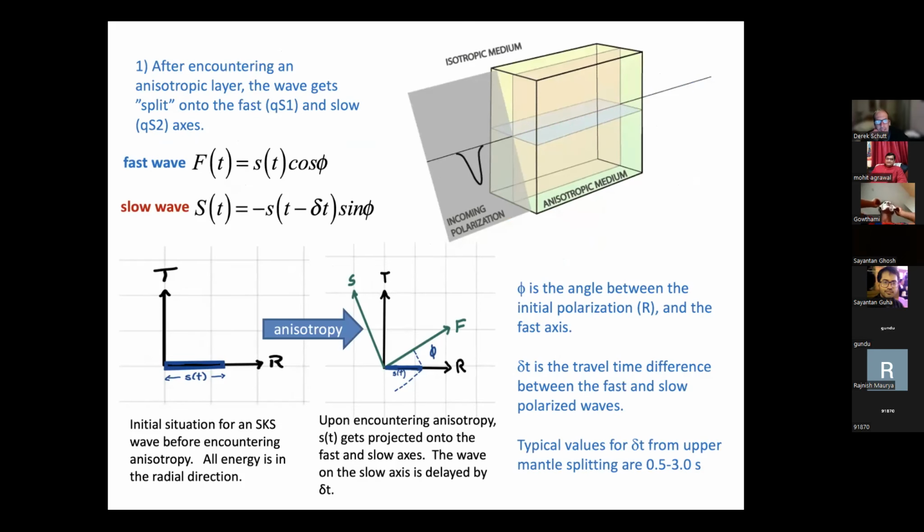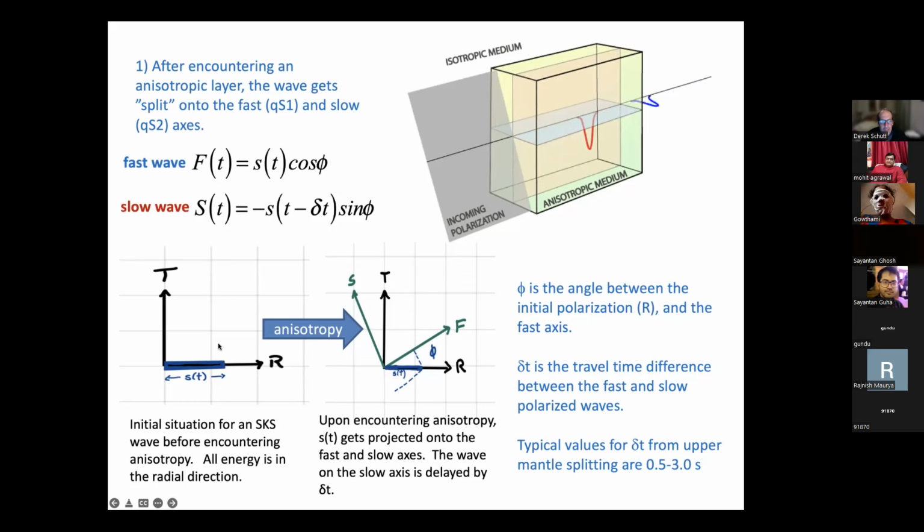After encountering an anisotropic layer, the wave gets split onto the fast and slow axes. And the fast axis is generally the alignment direction of your olivine a axis. What happens is your shear wave gets split into two nearly orthogonally polarized waves, and the blue wave travels faster than the red wave. So the blue wave is called the fast wave, and the red wave is called the slow wave.